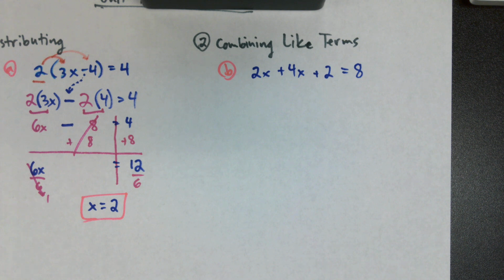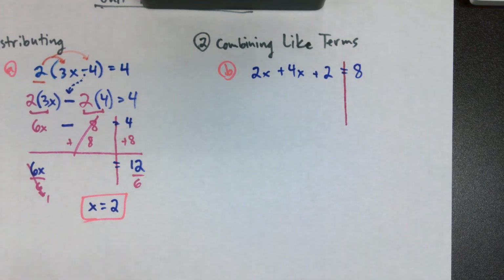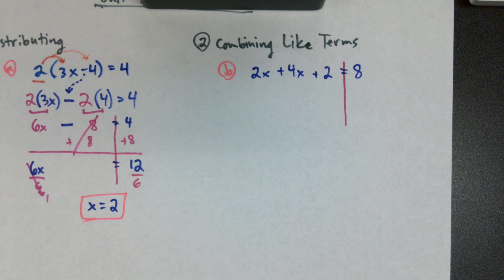So I don't see anywhere that we need to distribute or fraction bust. So we can go ahead and split our equal sign. What are the like terms that we need to combine here? Is it 2 and 8? Are those the like terms we're going to combine? Azalea? 2x plus 4x. 2x and 4x.